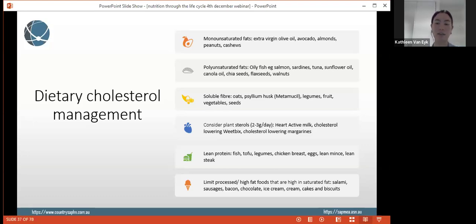Lean protein, so really lean protein, cutting off the skin, cutting off the fat before cooking. So your fish, chicken breast, eggs, lean mince, lean steak, and then trying to limit those more processed foods, which tend to be higher in those saturated fats like salami, sausages, bacon, for example.